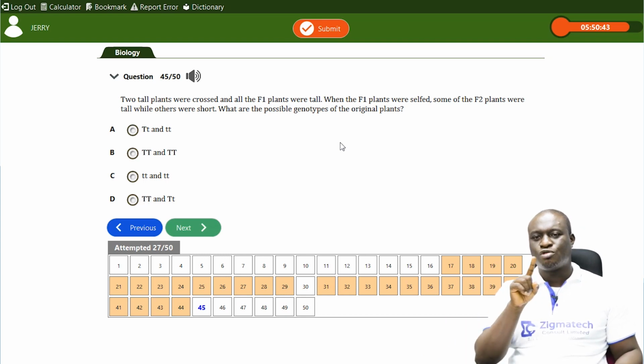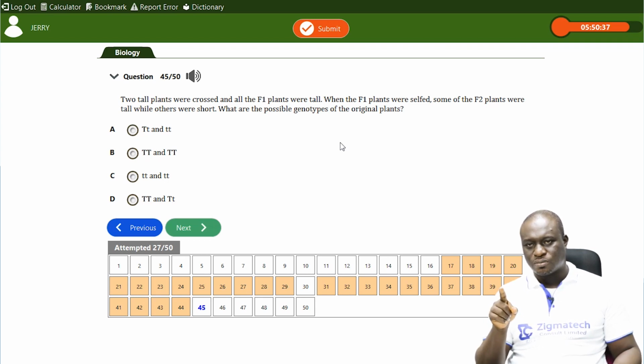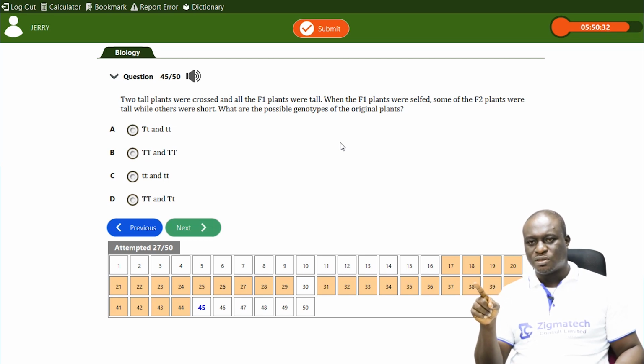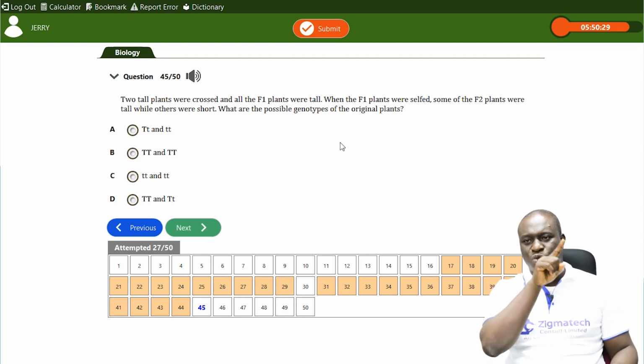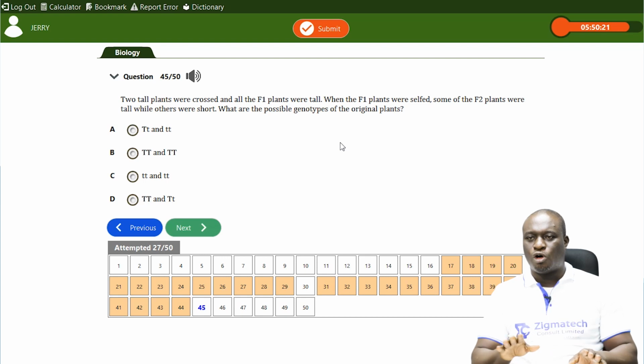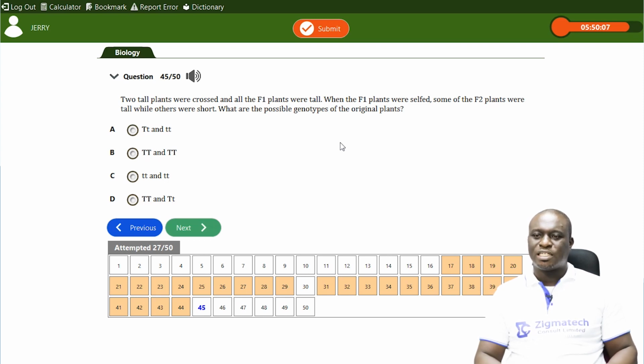Now, if we have two tall plants that were crossed, we have big T, big T. And all the F1 generation were all tall. Now, when they were selfed, some of the F2 plants were tall, while others were short. What is the possible genotype of the original plant?